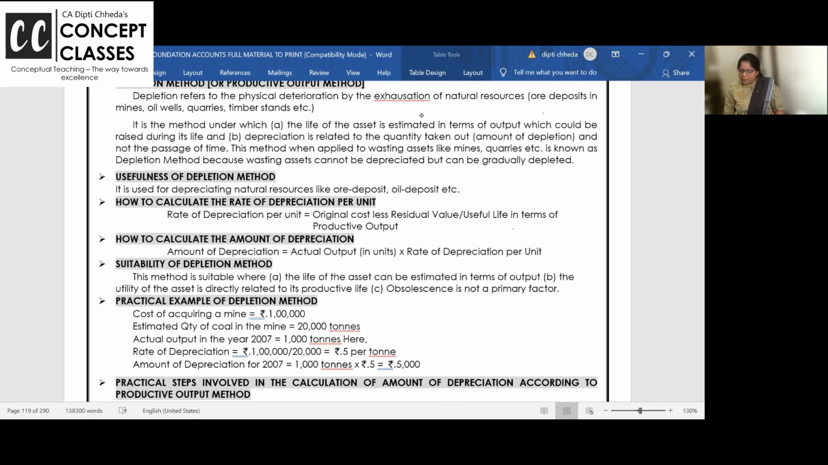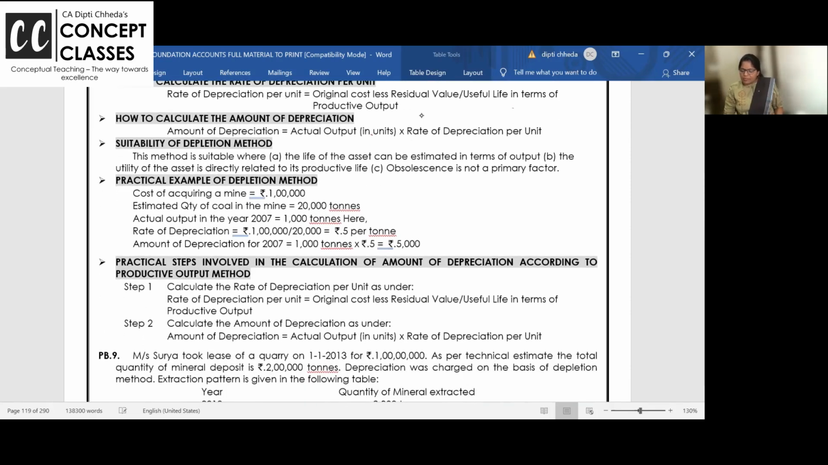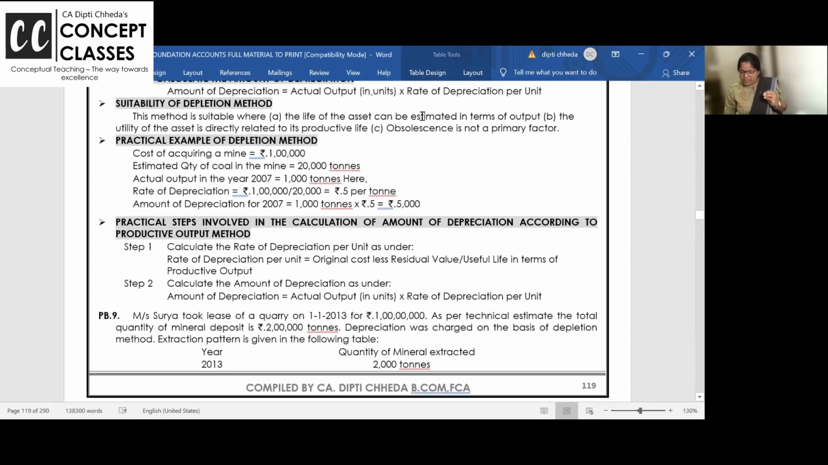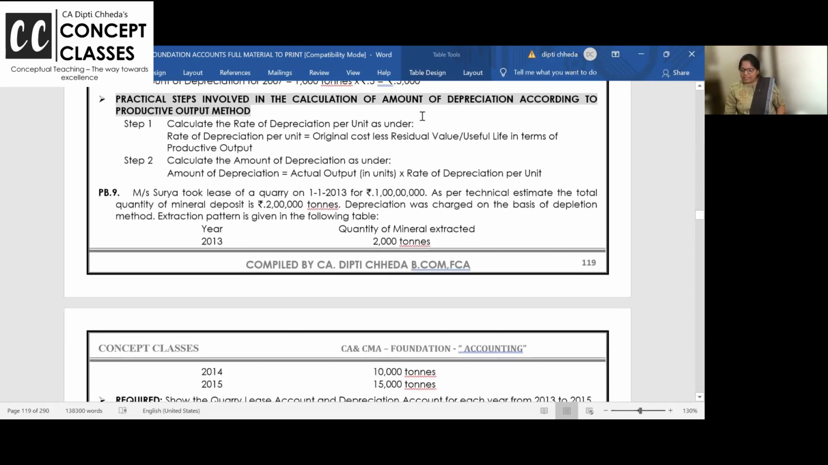So the amount of depreciation is actual output into rate. Now they've given the rate and all, no need to calculate. It's very simple. Cost of the mine is 1 lakh. Estimated quantity of coal you are going to take out is 20,000. Now this year if it is 1,000. From 1 lakh rupees cost you will get 20,000 tons. So what is the rate per ton or per unit or per kg? And then you can multiply and get the answer.